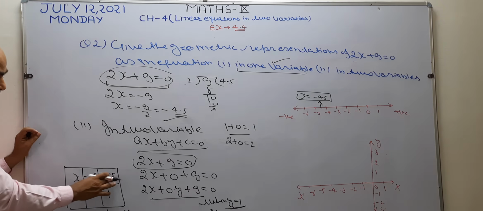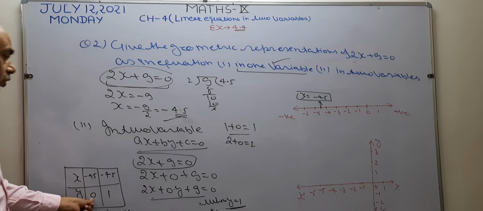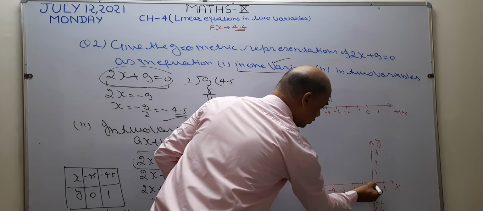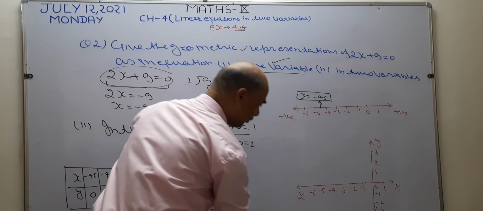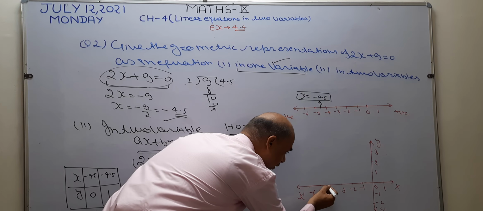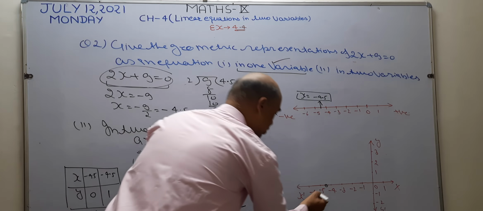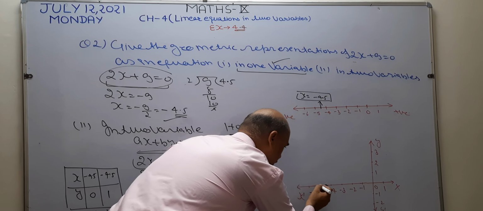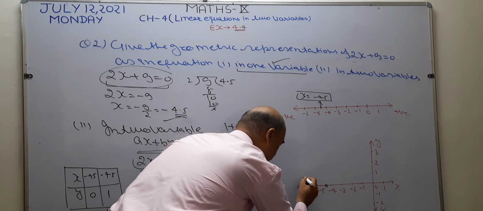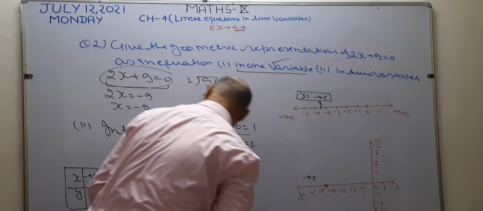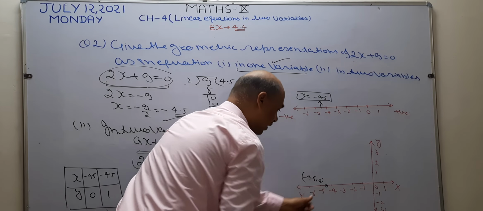No changes there. Now I want to represent these two values on the number line. See, I take y equal to 0. Where is y 0? At this point y is 0. And the value of x is given as minus 4.5. Where is minus 4.5? Between 4 and 5. This point is represented by minus 4.5. So the first point is minus 4.5 and 0.